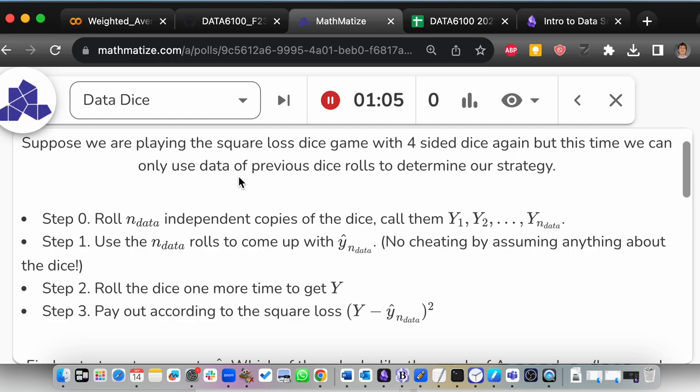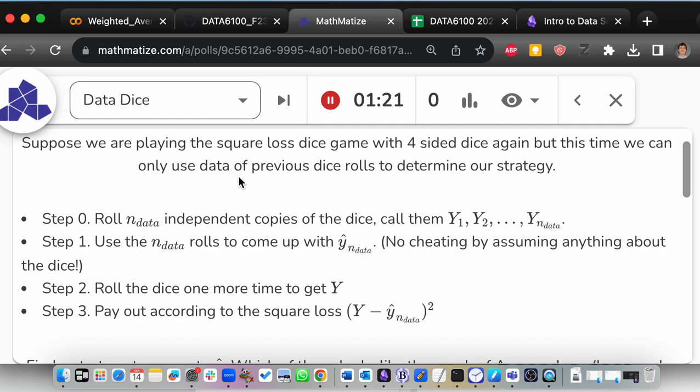That's step 0. And step 1 is to, again, come up with a y hat. But when you come up with your y hat, you're not allowed to cheat. You can't use the fact that you know it's a dice and it's equally likely. You can only use the data set that you have. Okay? So that's step 1.